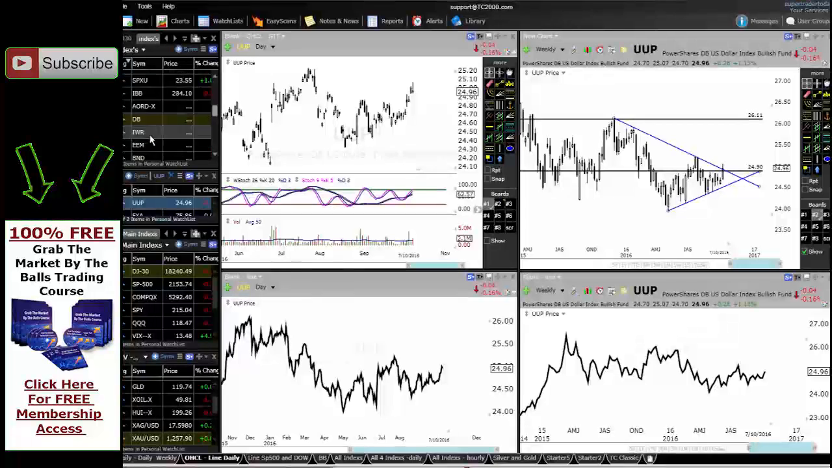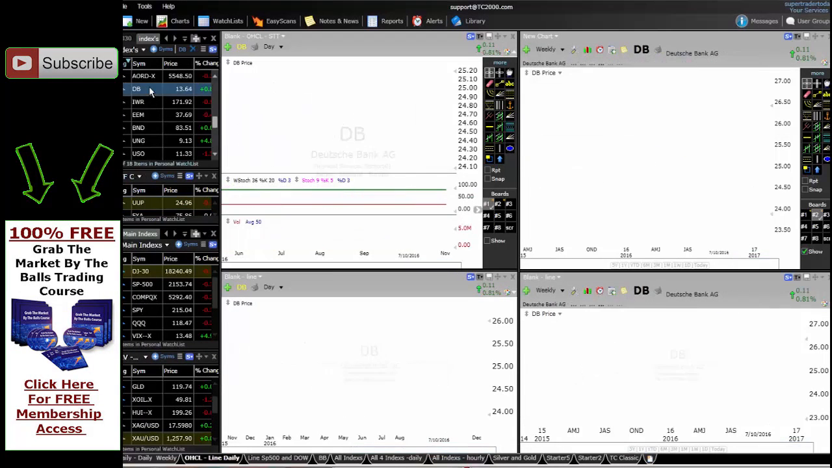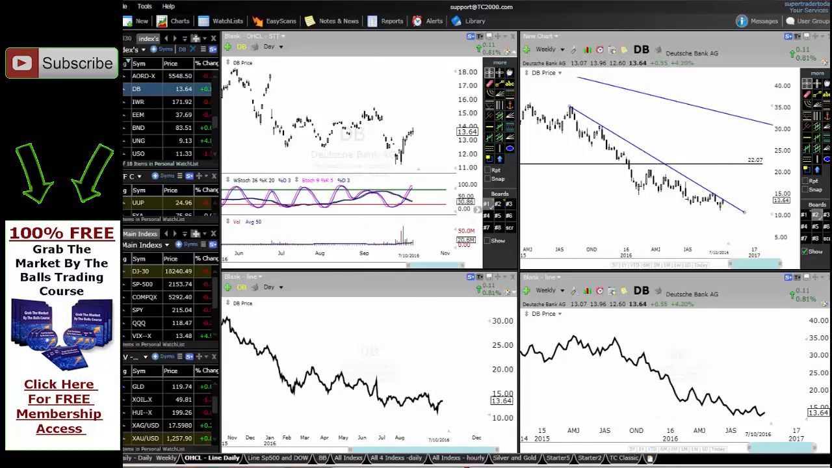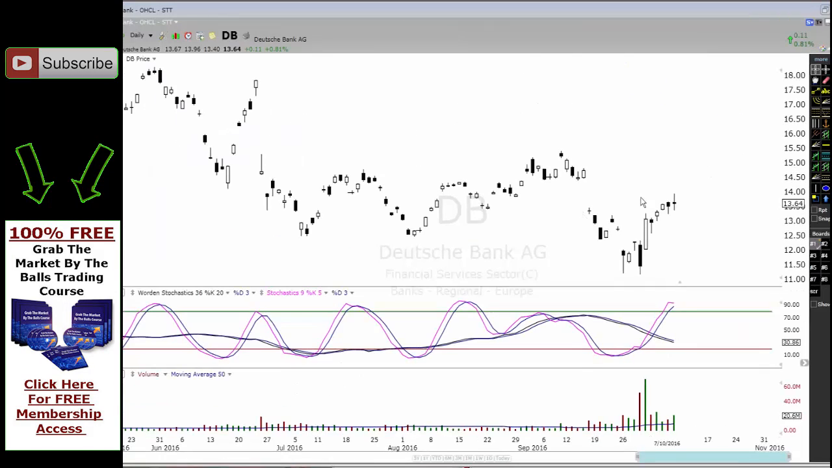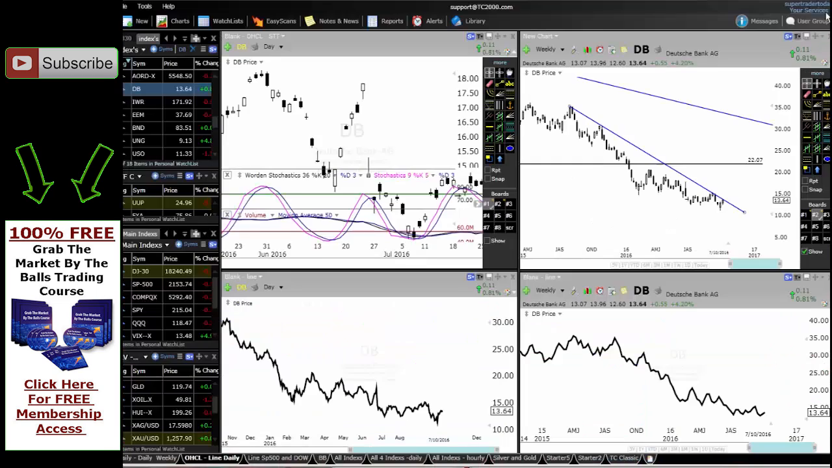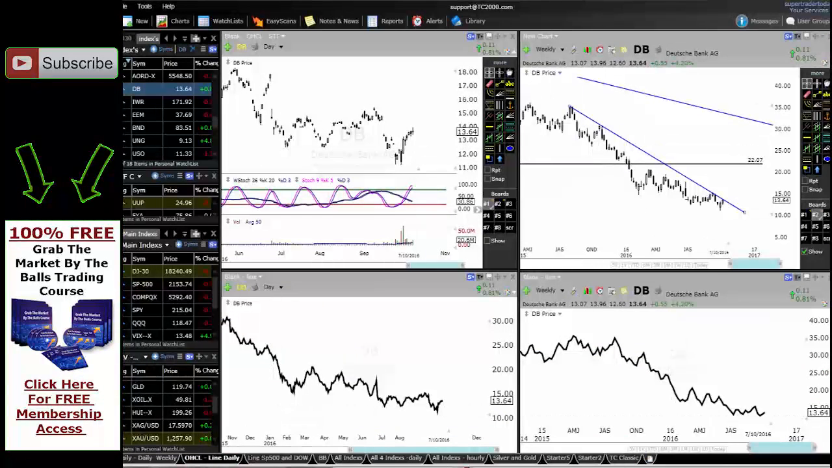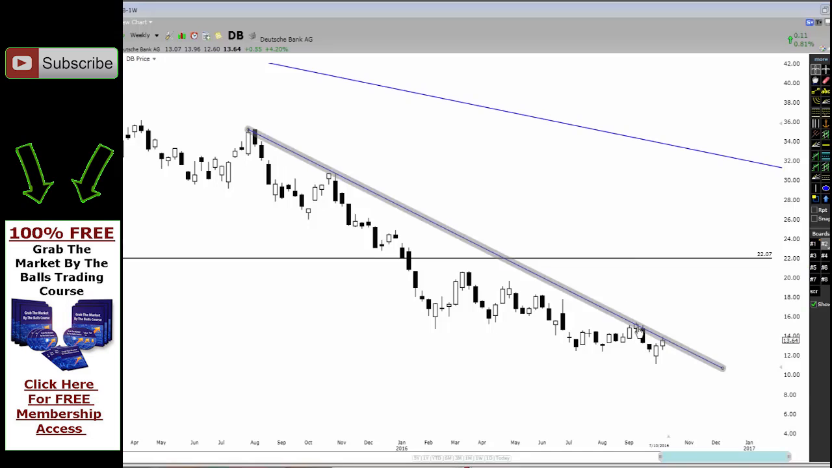Looking at Deutsche Bank as well, guys. I just want to give you a quick little update on Deutsche Bank through here. Deutsche Bank right now, guys, has come up through there. You can see what's happened with the stochastics. So I think Deutsche Bank is getting ready to have its final leg down into collapse. So you can see what's happening here. We're still rallying back up to here.